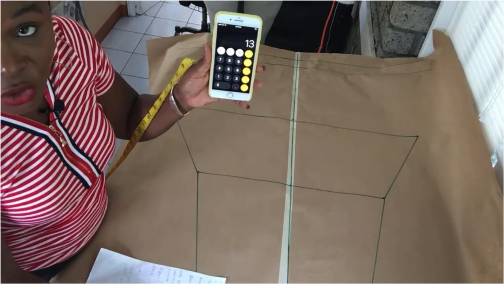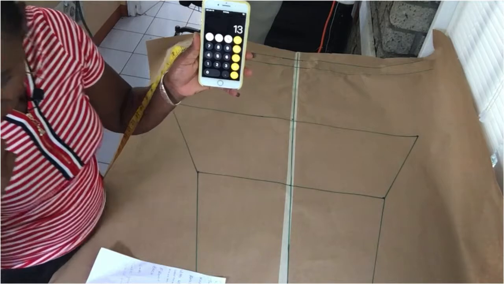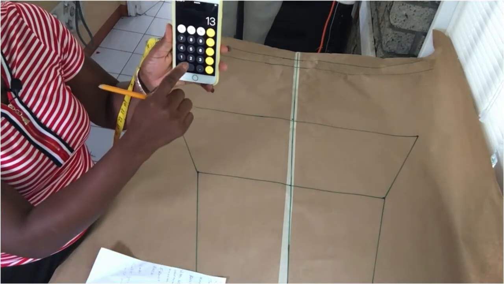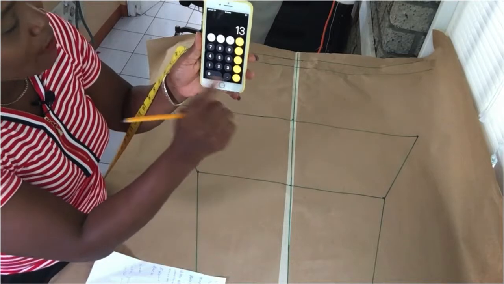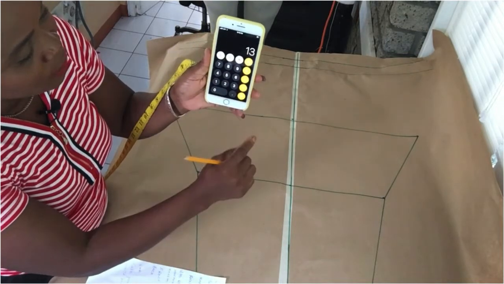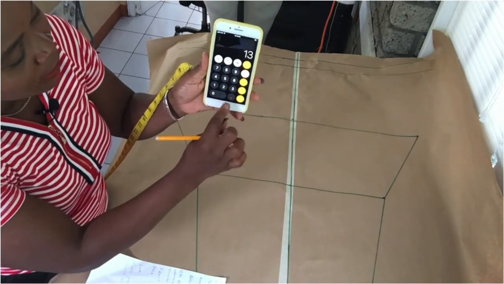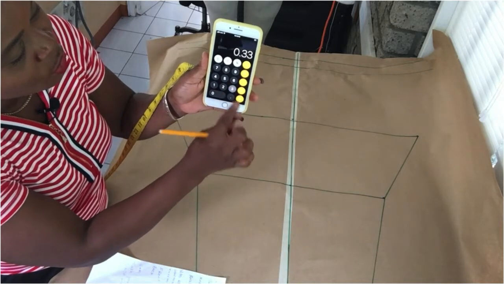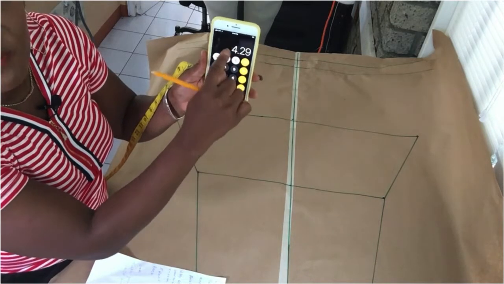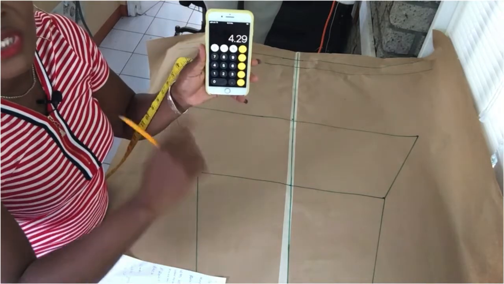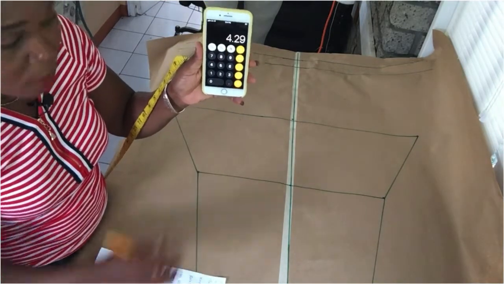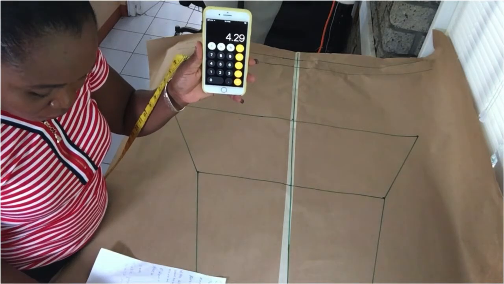Now the 13 that you're left with here, you want to multiply that by 0.33. So I'm going to multiply the 13 by 0.33, and that left me with 4.29. Now you either go up or you go down. I'm going to go up and round this off to 5.